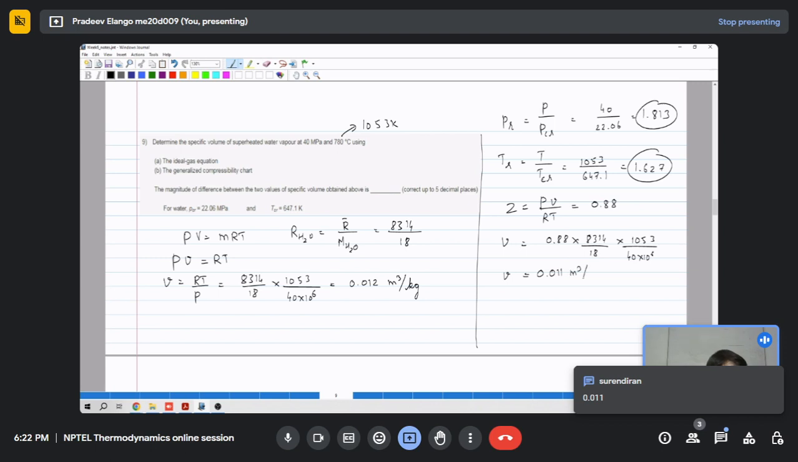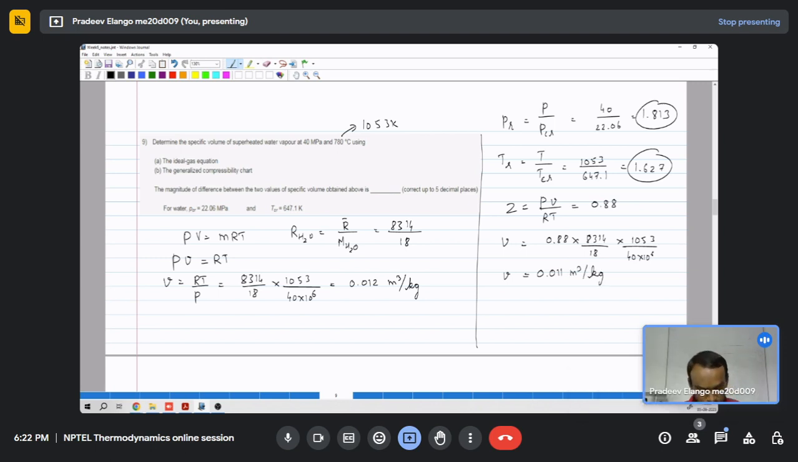So this is again meter cube per kg. Now if you find the difference between these two, delta, this we can write as compressibility, V prime and this is V. So V minus V prime is 0.012 minus 0.011, so that is 0.001 meter cube per kg. So we have to find the difference in magnitude. So that is what we have. Do you have any questions?